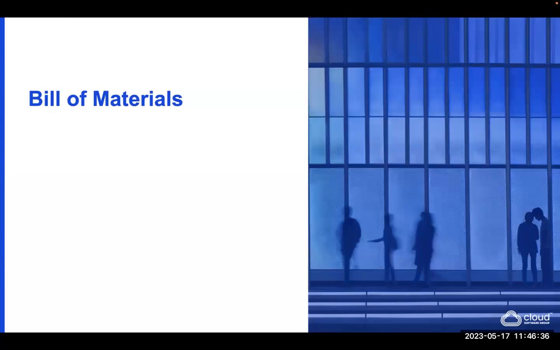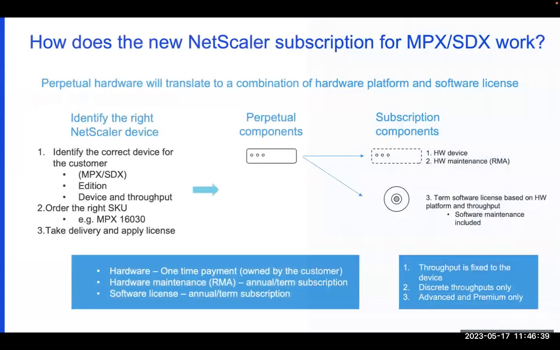Now, bill of material, the interesting part is, of course, what kind of items you actually need to put up. Now, for the new NetScaler subscription for the NPX and SDX, typically I get most questions around this because this is a new license scheme that we introduced. There's only three components. The first component is the hardware, which is perpetual. The second component is the hardware maintenance, which is the RMA. And the third component is the software subscription.